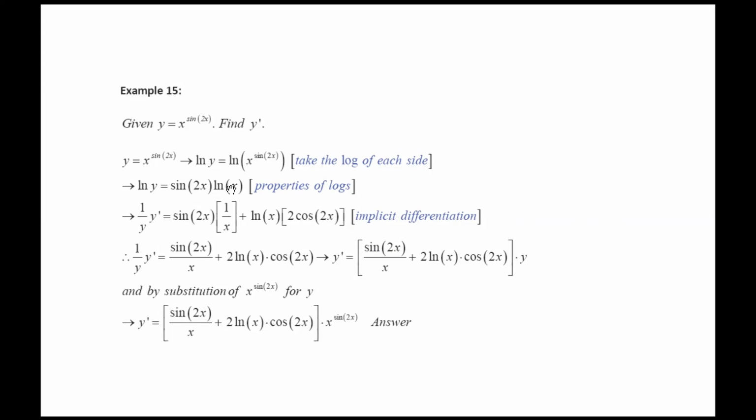And when I take the derivative of this, I've got to use the product rule, which is first, times the derivative of this, which is 1 over x, plus the second, ln of x, times the derivative of the sine of 2x, which is cosine of 2x, and then the derivative of 2x is 2. So that's what I get.